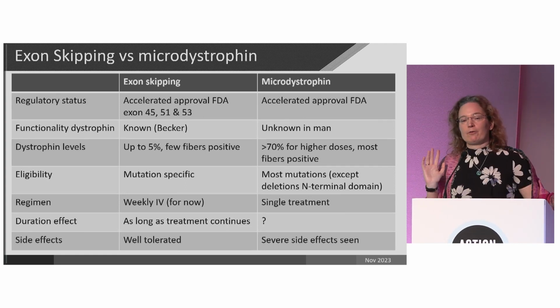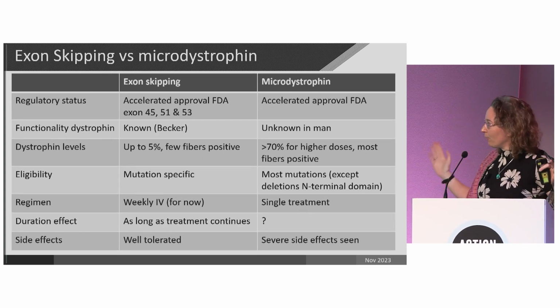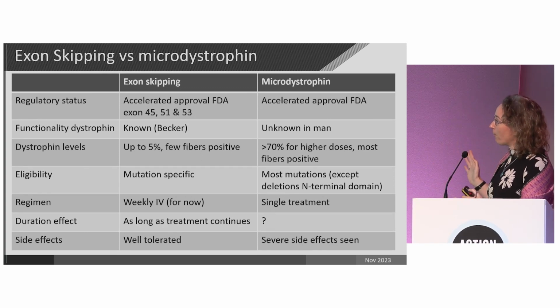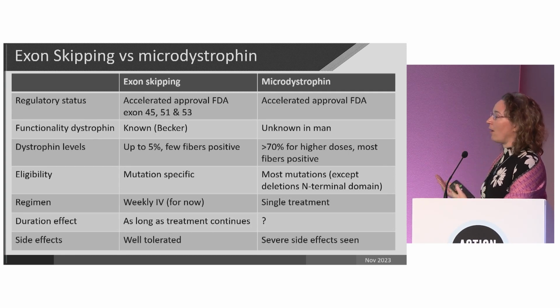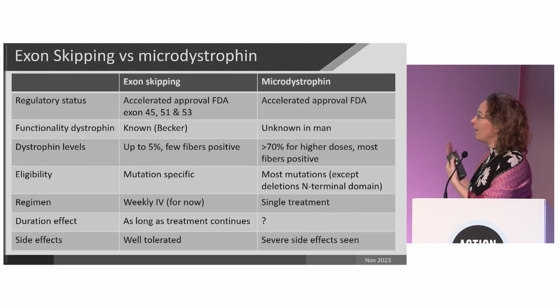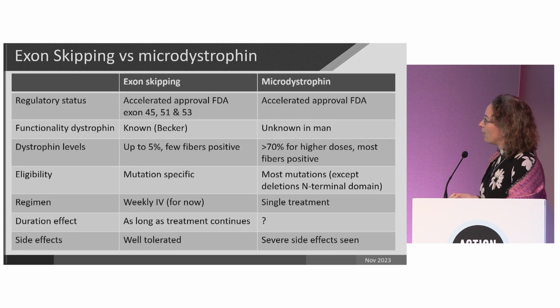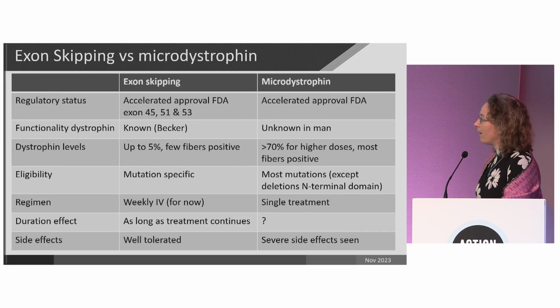So now comparing exon skipping with microdystrophin, I'm not going to say one is better than the other. They are different, and I just want to show you how they are different. They're both approved, but they're both approved based on dystrophin restoration. There's no functional evidence yet that either of these approaches slows down disease progression. For exon skipping, we know that the dystrophins that we produce are functional because we see them in Becker. However, we produce very low amounts. For microdystrophin, we don't know yet whether it's effective in humans, but the amount that we produce is much higher.